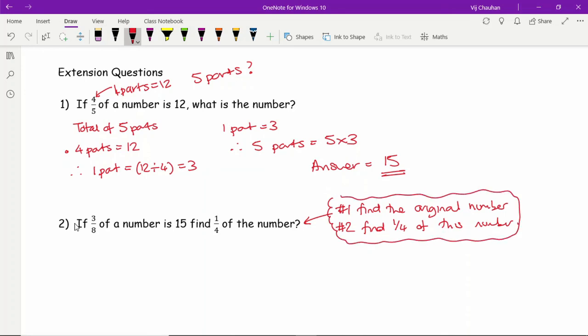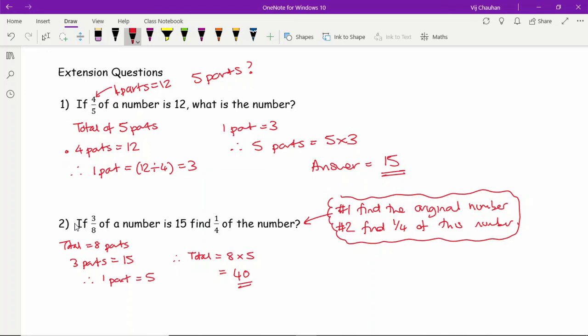So doing this question, we know that the total is 8 parts, and we know that 3 parts equals 15. So if 3 parts is 15, then 1 part is going to equal 5. So therefore, the total, or the original number, is going to be 8 times 5, which is 40. So that's the original number that we're working with.